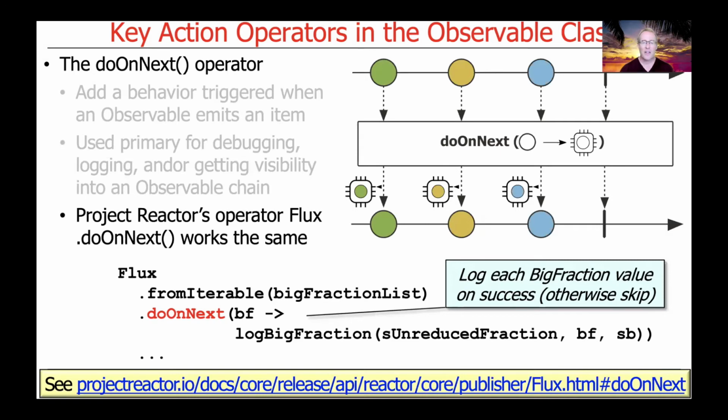Project Reactor has a Flux class whose doOnNext operator works essentially the same as doOnNext does in RxJava. Basically, the code you see here is identical to what we saw on the previous slide, except we're using a Flux now instead of an observable.